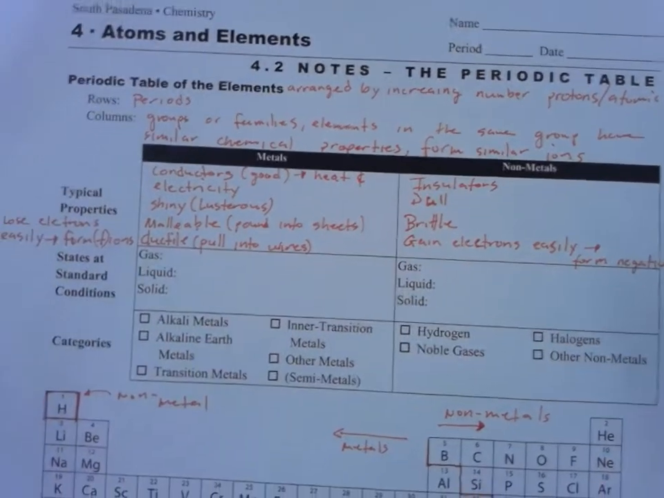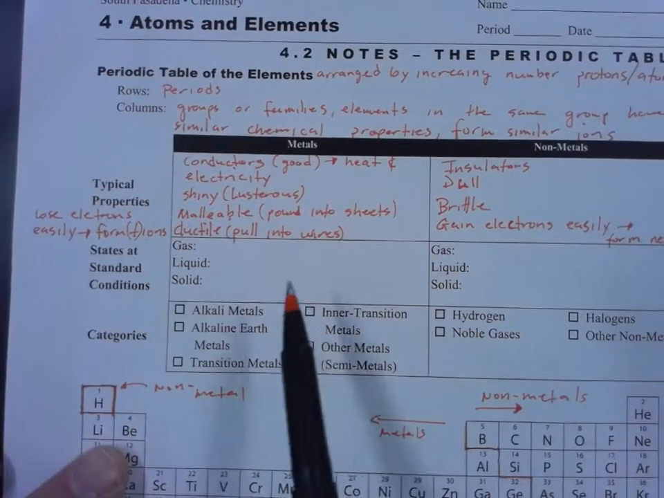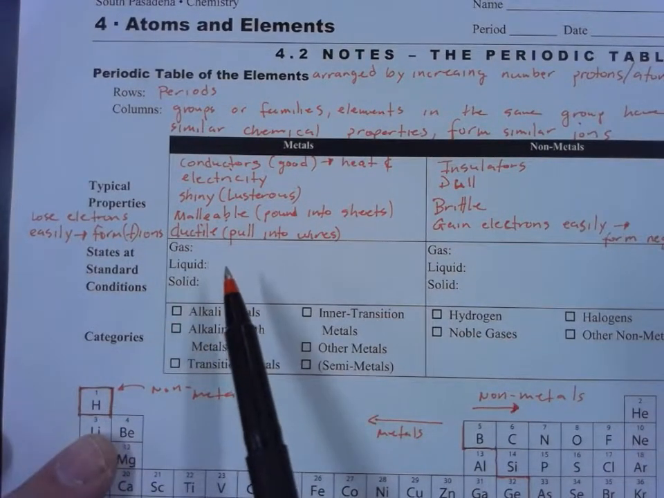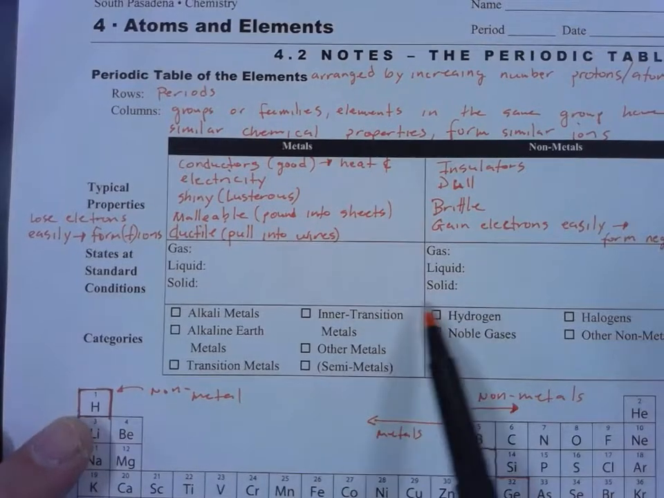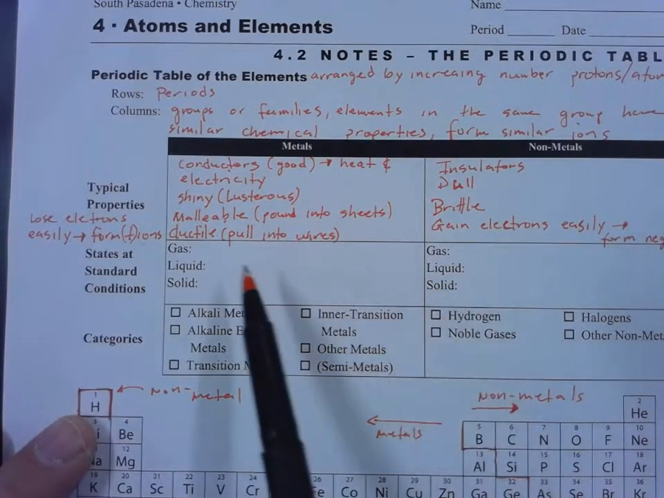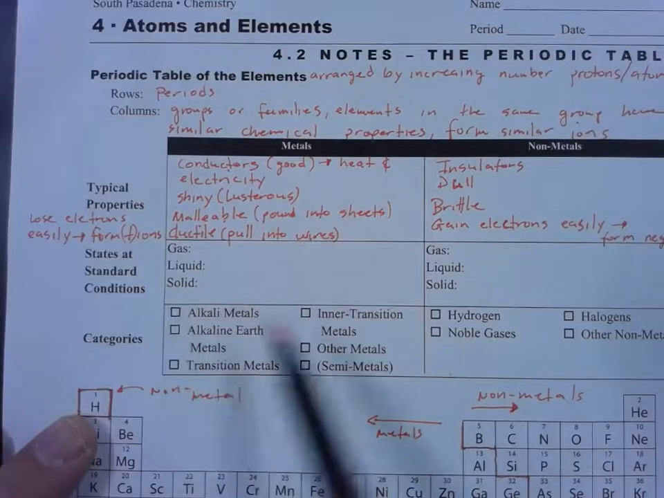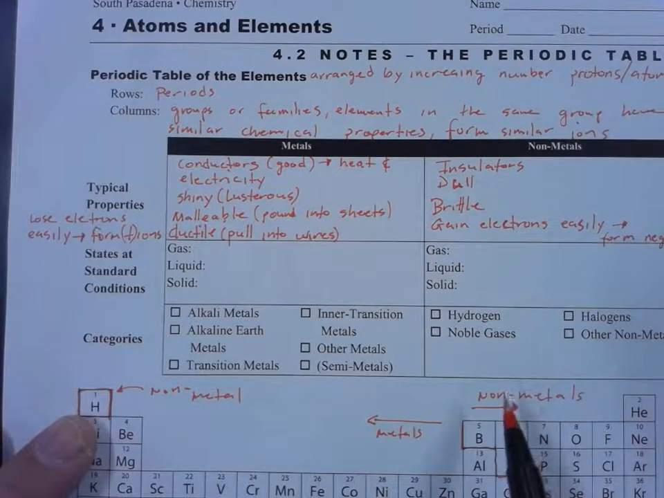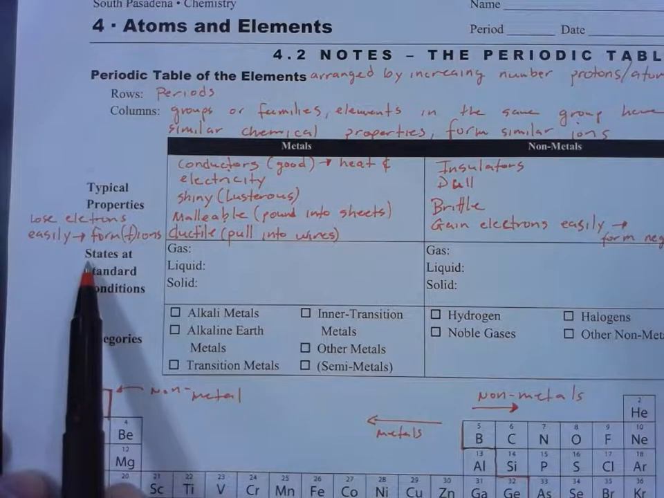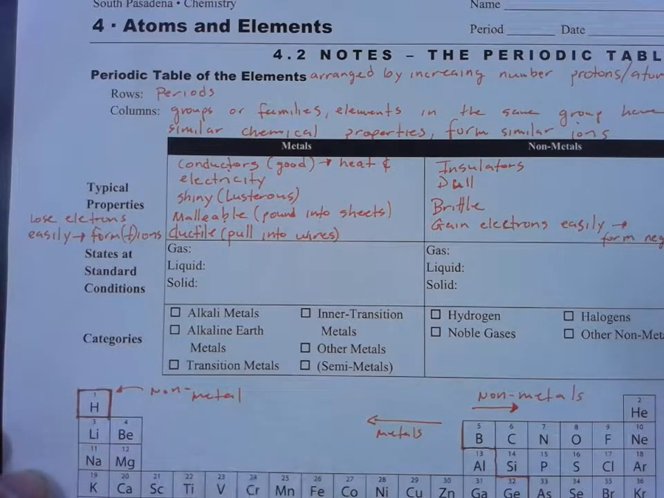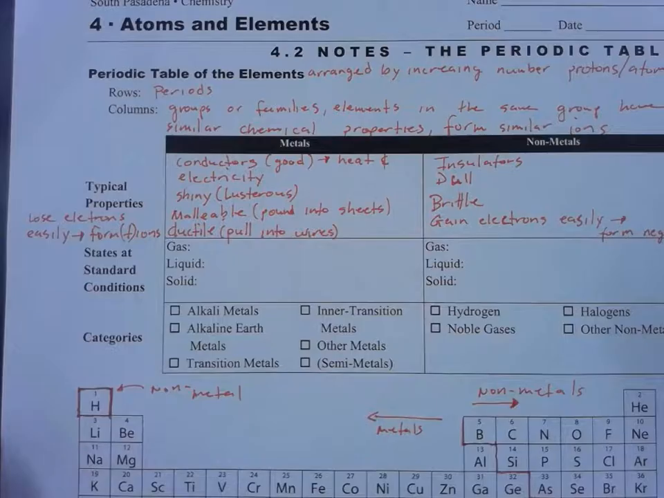Now notice what we didn't say about metals. We didn't say, oh, they're all solids, right? We know hydrogen's a gas, but we didn't say all nonmetals are gases. That's because solid, liquid, and gas, if you recall, are not chemical properties. Those are states. And what we say is states at standard conditions. Standard conditions usually means 0 degrees Celsius, but it can also mean room temperature.